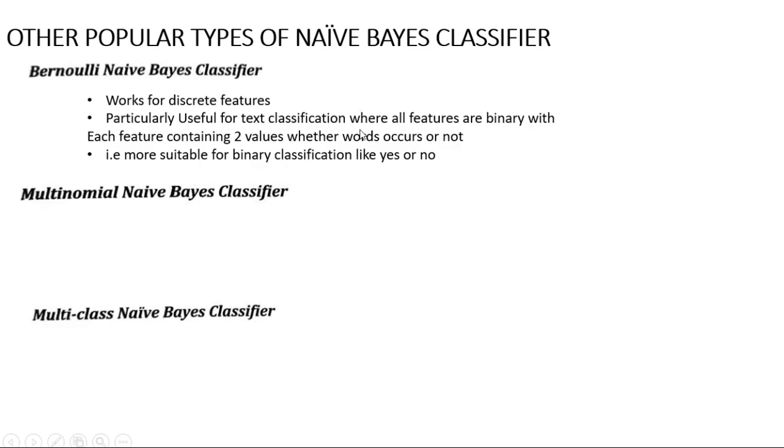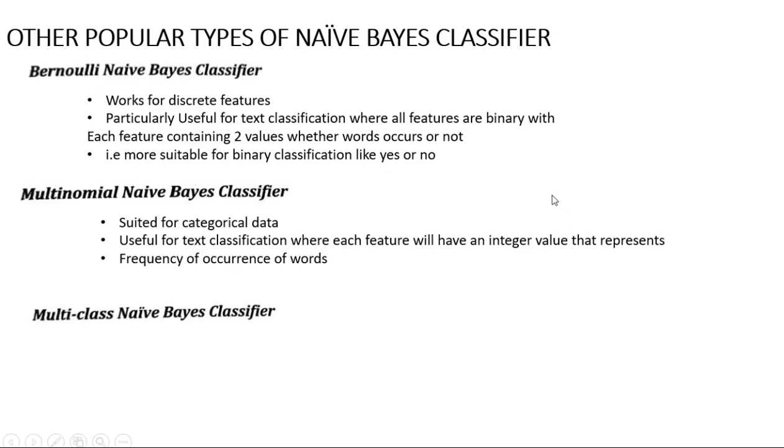Hence it is more useful for text classification where all the features are binary. That is, you will classify the feature into two values. Let's say the word will occur or not. So you are using the Bernoulli Naive Bayes classifier primarily for binary classification. If I am using this method for text classification, I can finally say whether the word will occur or not, yes or no. So for binary classification, I can use the Bernoulli Naive Bayes classifier.